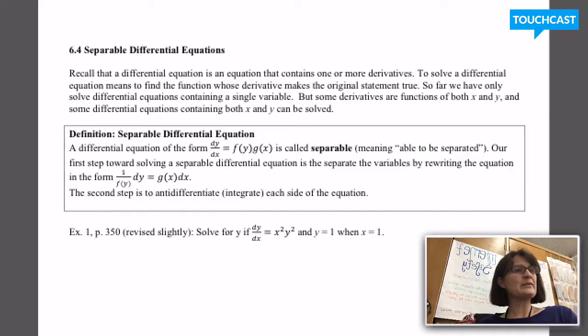If that happens, we can separate the variables. We're going to move all the y's and the dy to one side, and all the x's and the dx to the other side. Then we're going to be able to find an antiderivative by integrating both sides. So check out this first example.